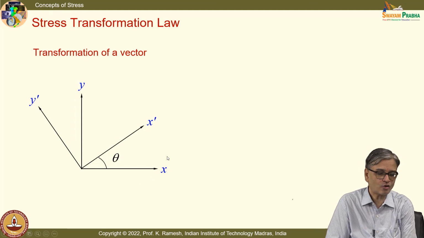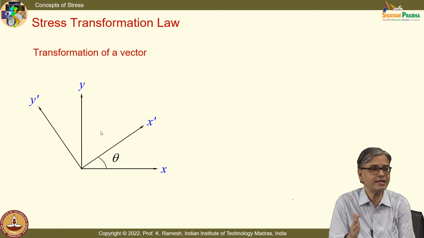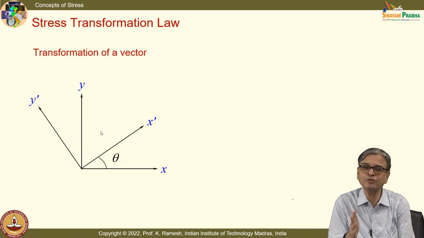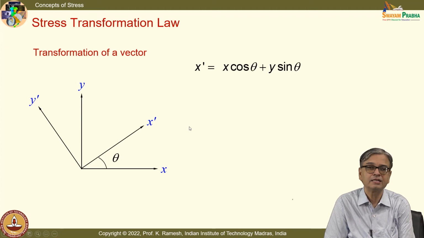So I have a coordinate system xy. I have another coordinate system x prime y prime, which is at an angle theta. Suppose I take an arbitrary point on this, I can relate how x prime is related to x and y, and how y prime is related to x and y. You have done it umpteen times. So you can write these expressions. x prime is nothing but x cos theta plus y sin theta, and y prime is nothing but minus x sin theta plus y cos theta.